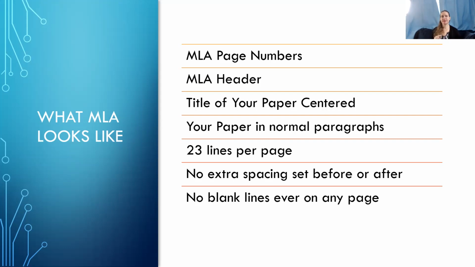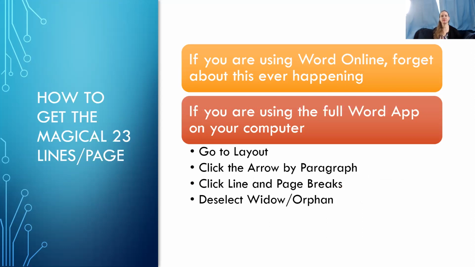MLA will look like MLA page numbers, MLA header, title of your paper centered, your paper in normal paragraphs, 23 lines per page, no extra spacing before or after, and no blank lines ever on any page. How do you get the magical 23 lines? If you're using Word Online, forget about this ever happening. They do not have the same features as the full Microsoft Office package. If you are using the full Word app on your computer, let me walk you through this.